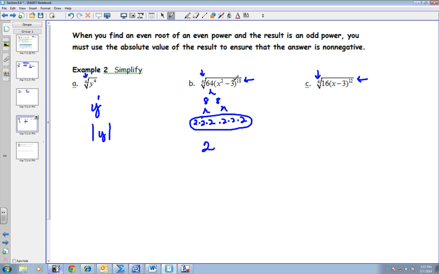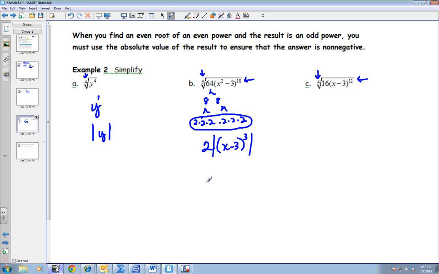Okay, this is a group together, and I have 18 of this x squared minus 3. So how many groups of 6 would I have? Well, I would have 3 groups. So now let's look. I had an even root and an even power, and my answer right here was an odd power. So I need absolute value bars around this right here.